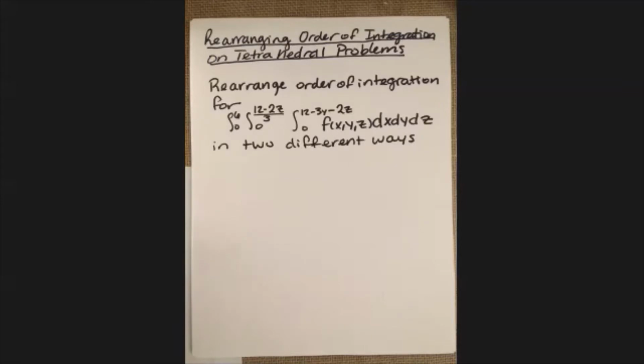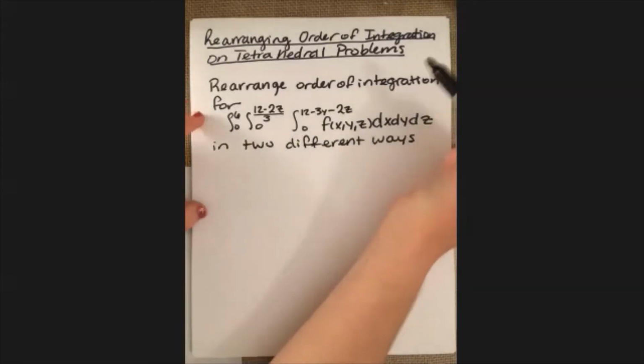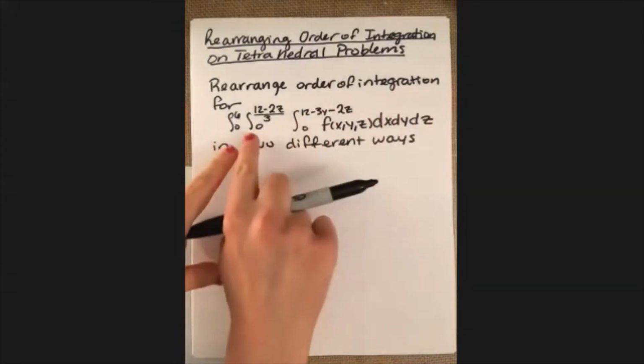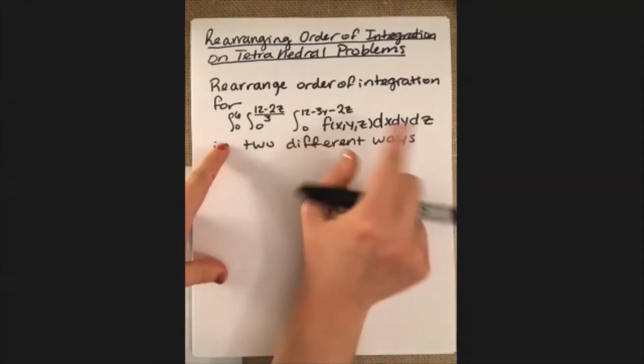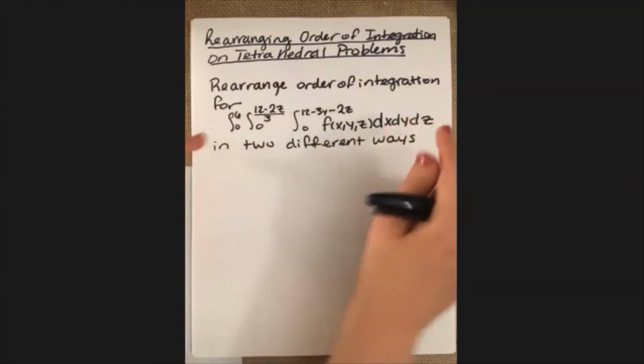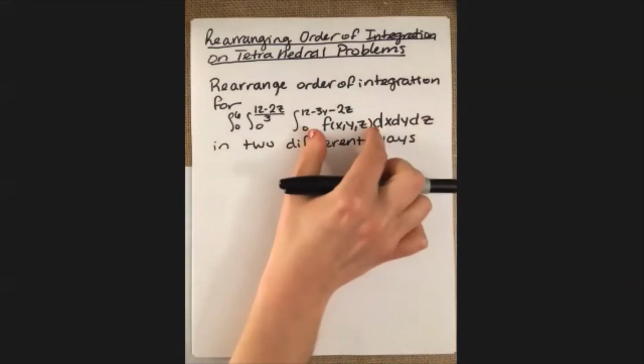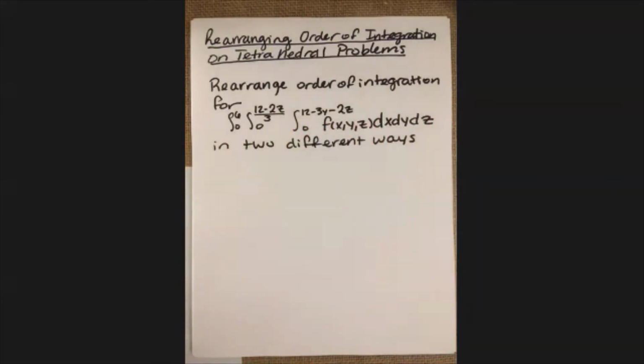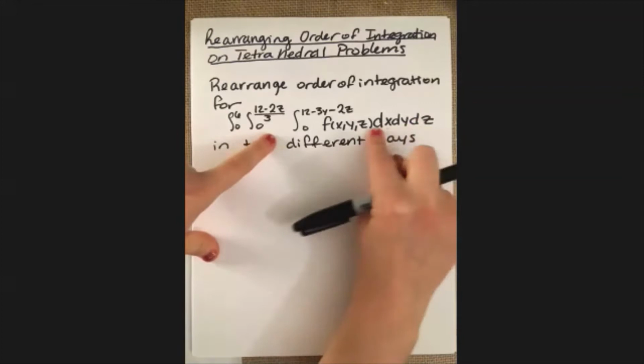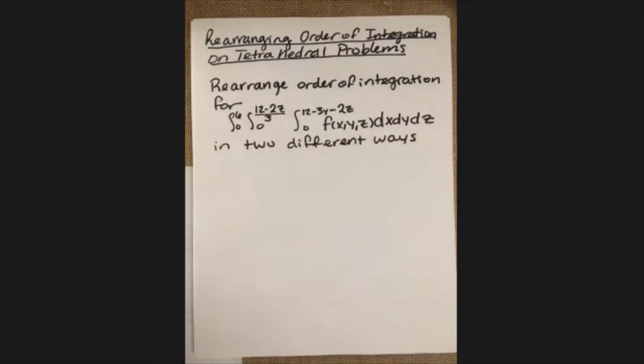Okay, so let's go ahead and jump in. This particular example, we're looking at rearranging the order of integration for this right here. It's a triple integral with the dx, dy, dz, and we have some function in here. We really don't care about what function is on the inside. We're really just focused on changing the order of integration here. And in this particular instance, we're asked to do it in two different ways.